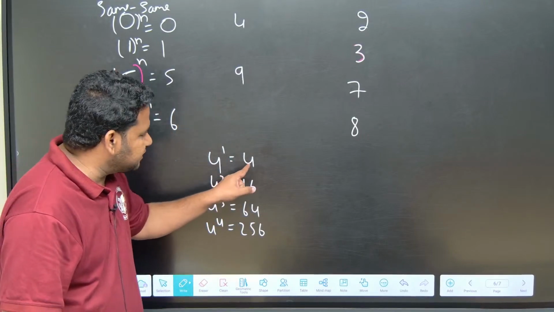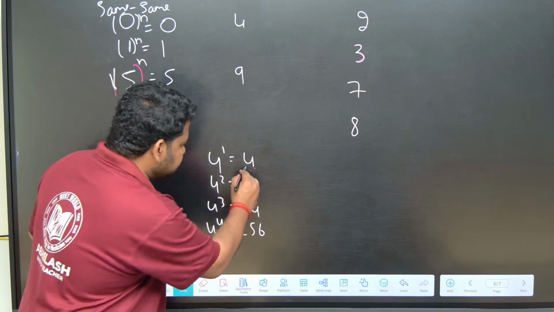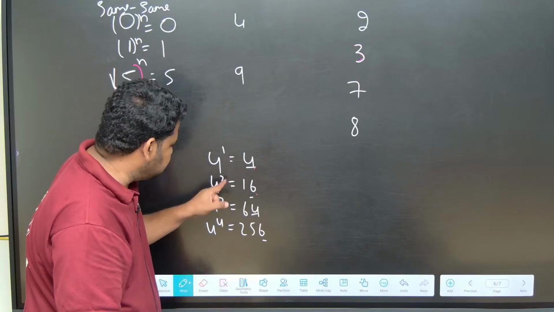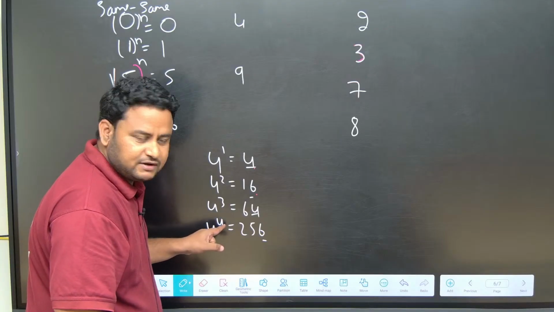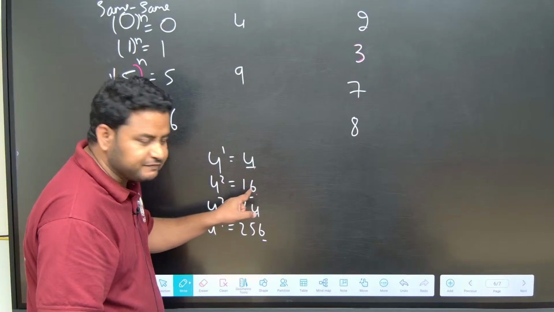If you focus on the unit digit, it is becoming 4 6 4 6. Okay, it is 4 6 4 6. So 1 is an odd number, 2 is an even number, 3 is an odd number, and 4 is an even number. So 4 to the power of odd will give us 4. 4 to the power of even will give us 6.